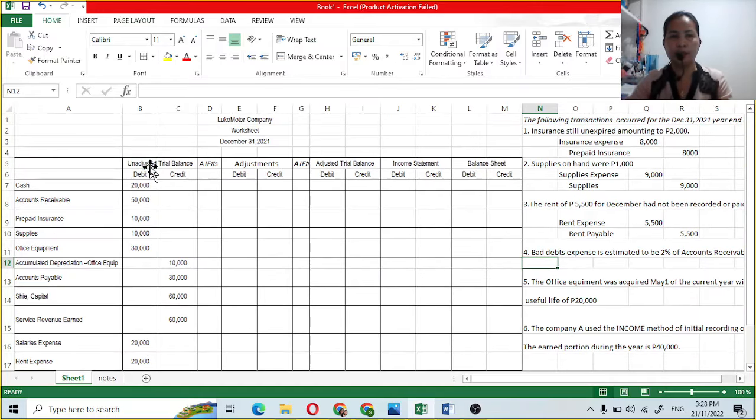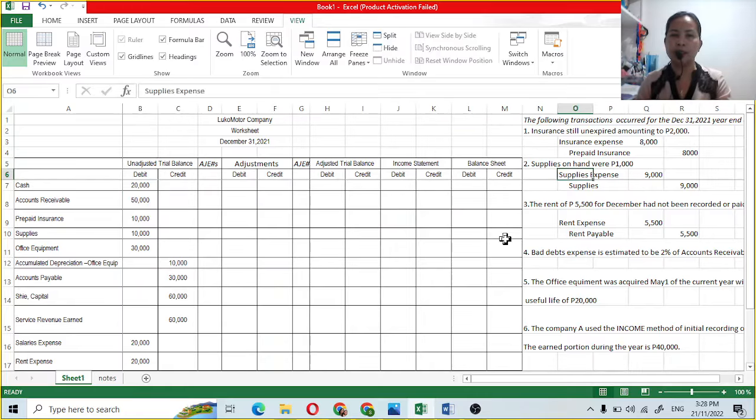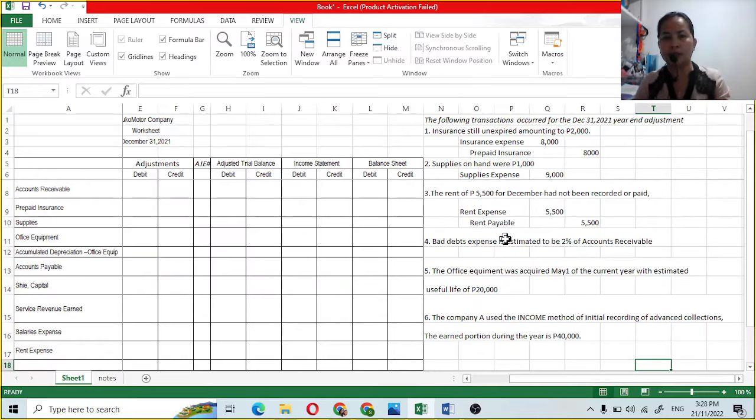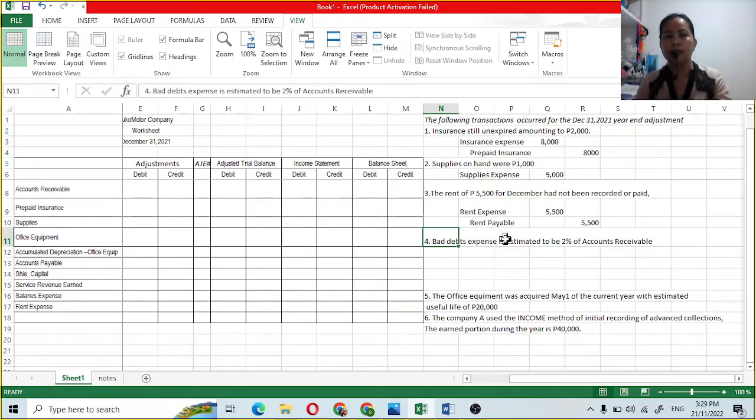I-freeze panes ko para makita natin, no? So, maganda rin nakikita ninyo. For those who are not quite familiar with Microsoft Excel, maganda rin nakikita po ninyo ito. Baka sakaling mapakinabangan po ninyo, no? Control X, Control V. So, dito tayo. Bad debts na 2% na accounts receivable.